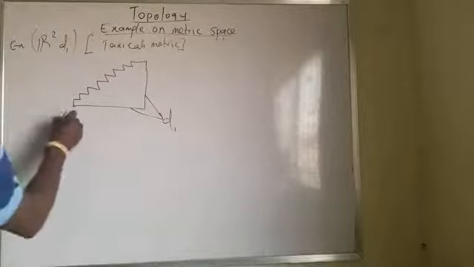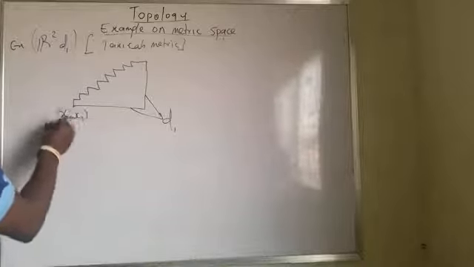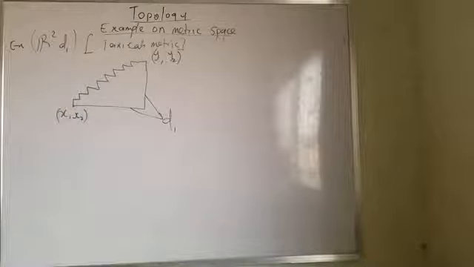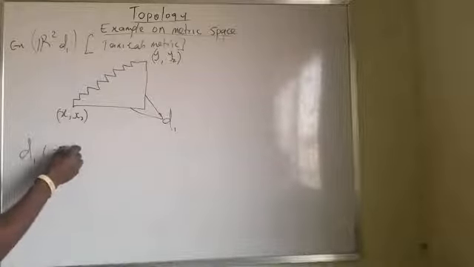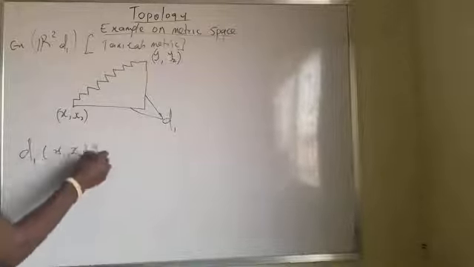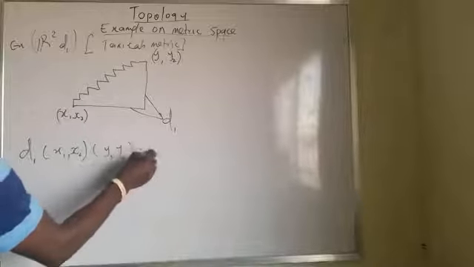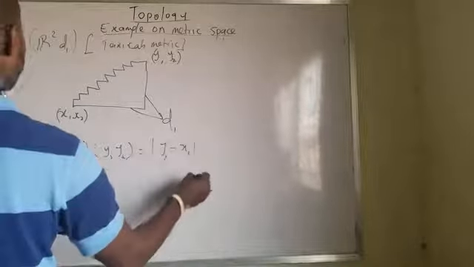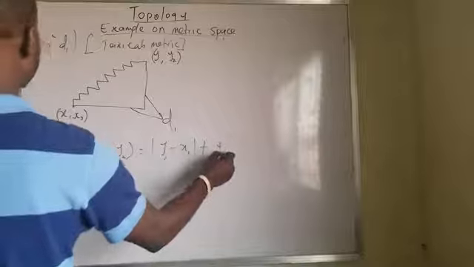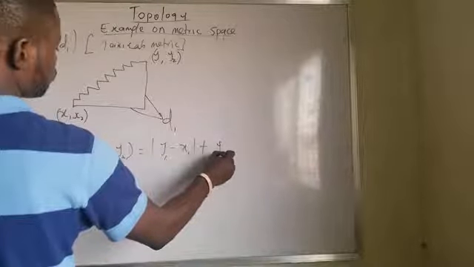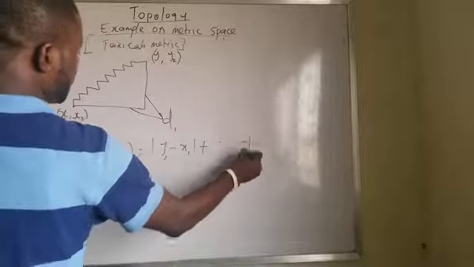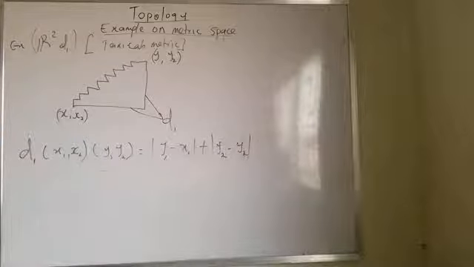Now this is going to be points x1 and x2, and this is going to be y1 and y2. That's what I mean by that. It means the distance of this will be equal to the absolute value of x2 minus x1 plus y2 minus y1, and so on and so forth. That is what I mean by that.